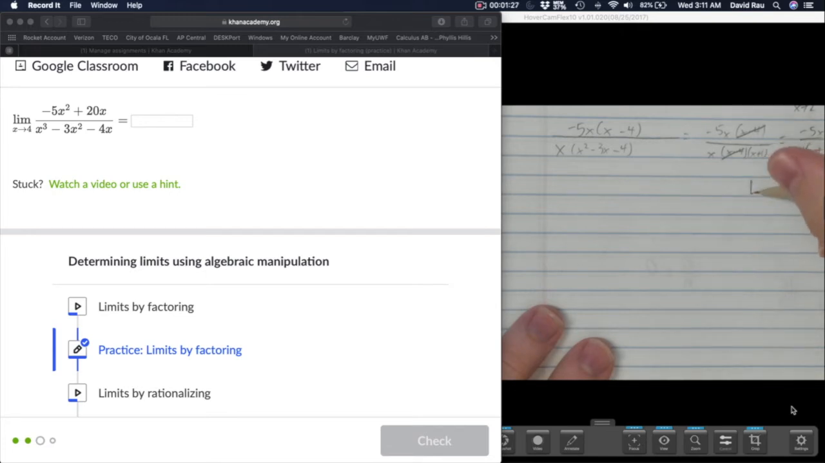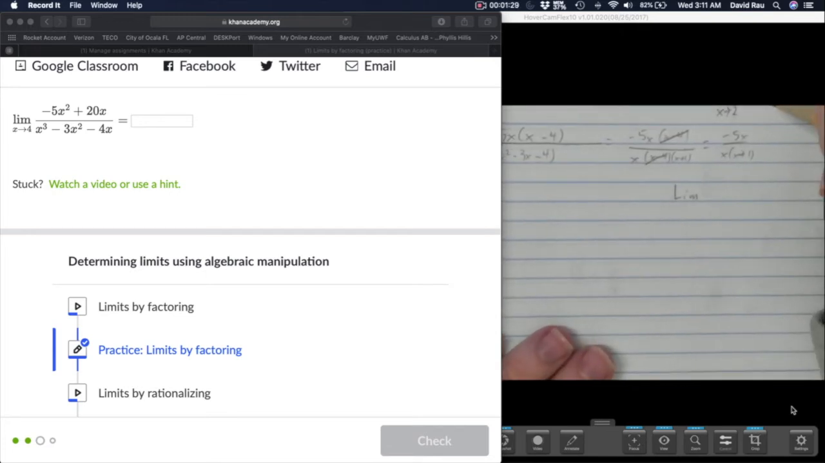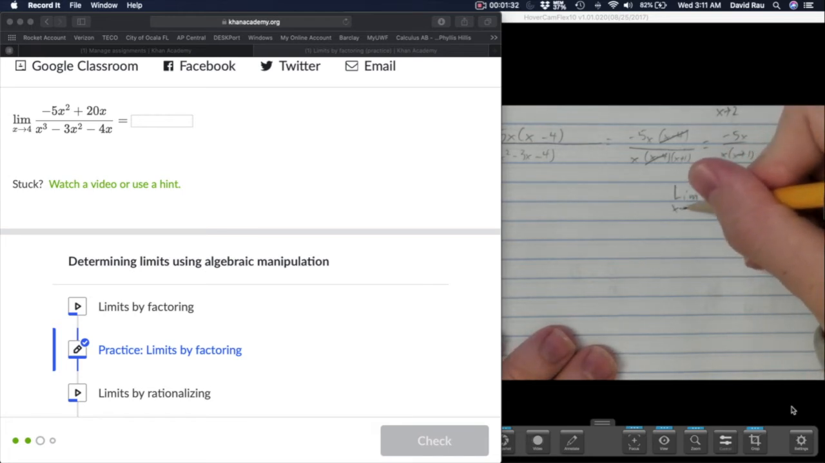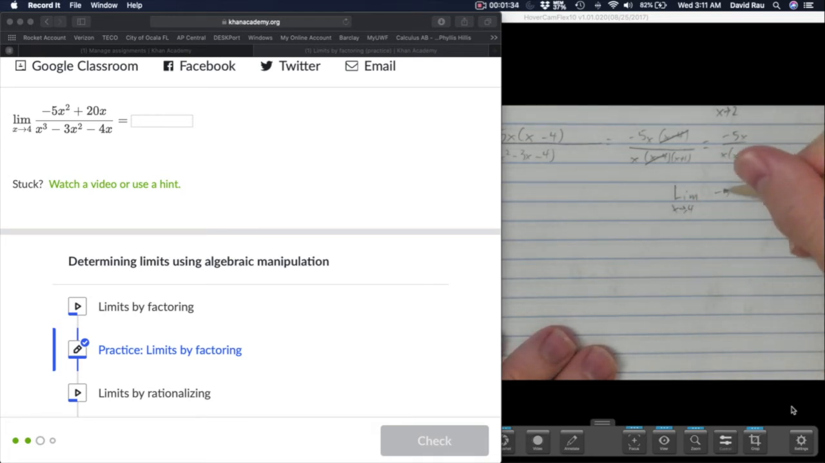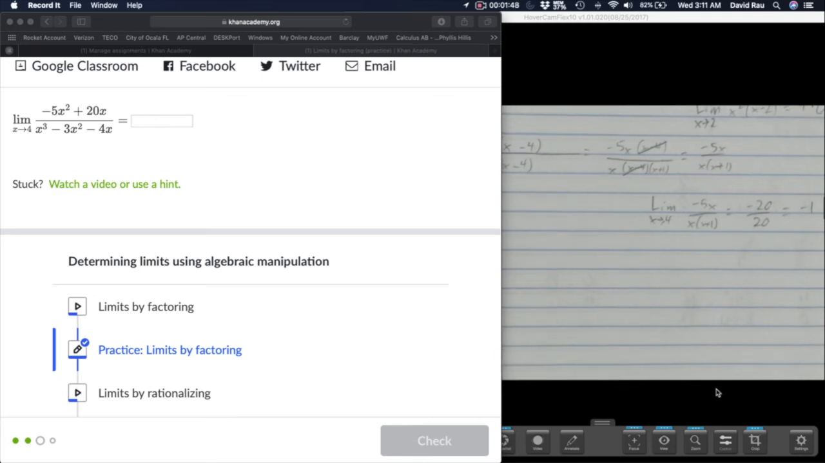And now let's take the limit of that simplified form. So now what is the limit as x approaches 4 of my simplified form here? And what that is going to be is -20 over 4 times 5, which is also 20. So we end up getting -1.